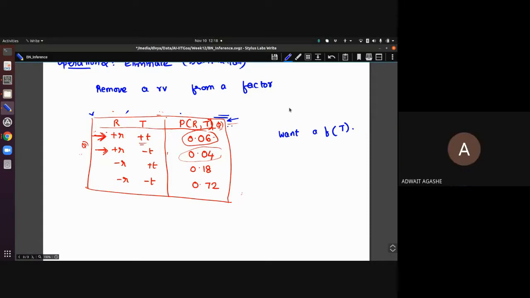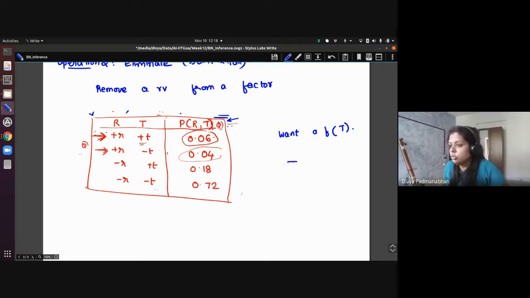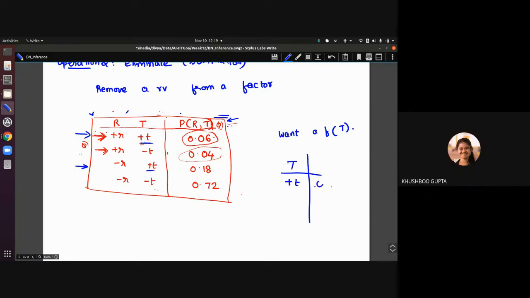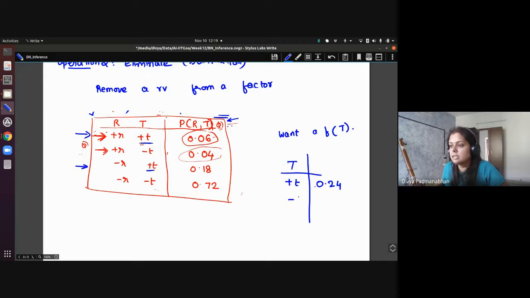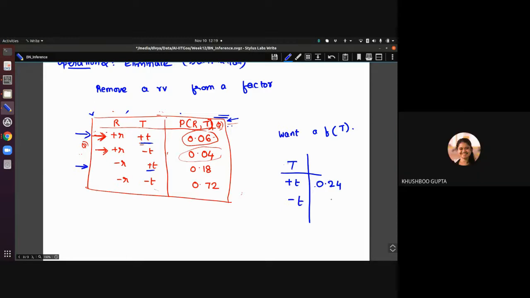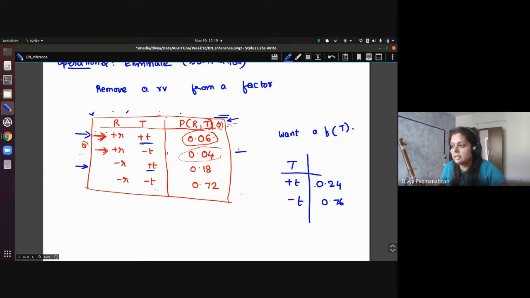For the same value of T, we sum all the values of R. Exactly, right? So what you do is you just take plus T and plus T. There are two rows here, this one and this one. So it's like marginalizing out the R. Okay, so that's just what eliminate does. So what do you get here? So the value for plus T? 0.24. 0.24, and for minus T? 0.76. 0.76, right? So basically these two values.